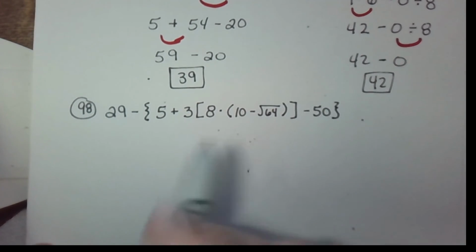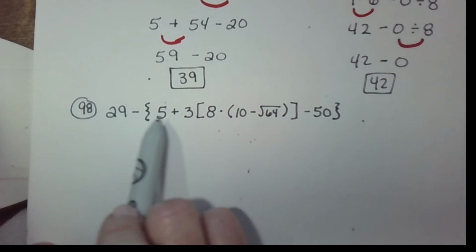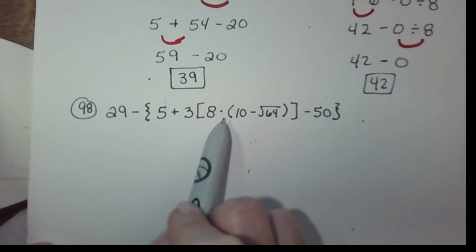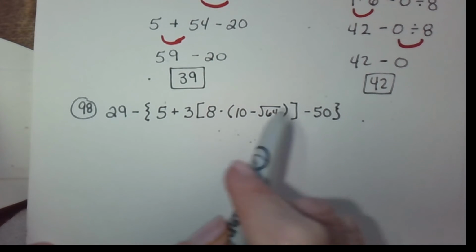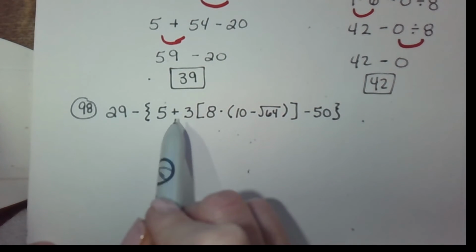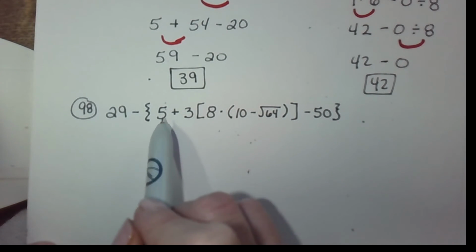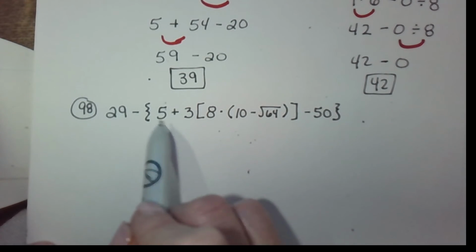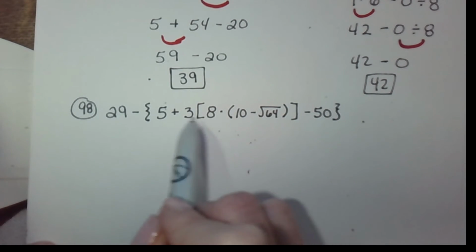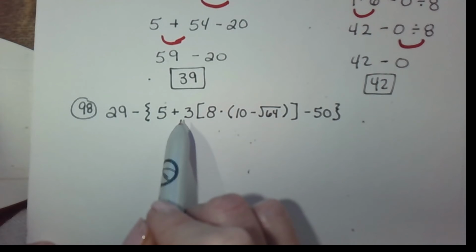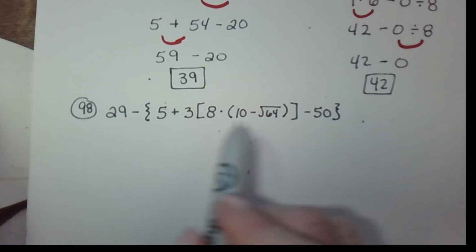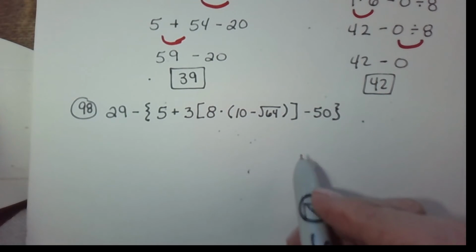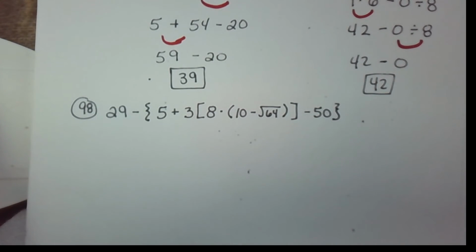Goodness. Okay, so I'm going to double check that. 29 minus, and then this is 5 plus 3, 8 times 10 minus 64, minus 50. Now, I will tell you the number one mistake is people will tend to add this 5 and this 3 together. There's something visually about the way this is set up that makes people want to do that. Don't. Okay, we have to follow the order. And the order says parentheses first, and we have to work from the inside out.